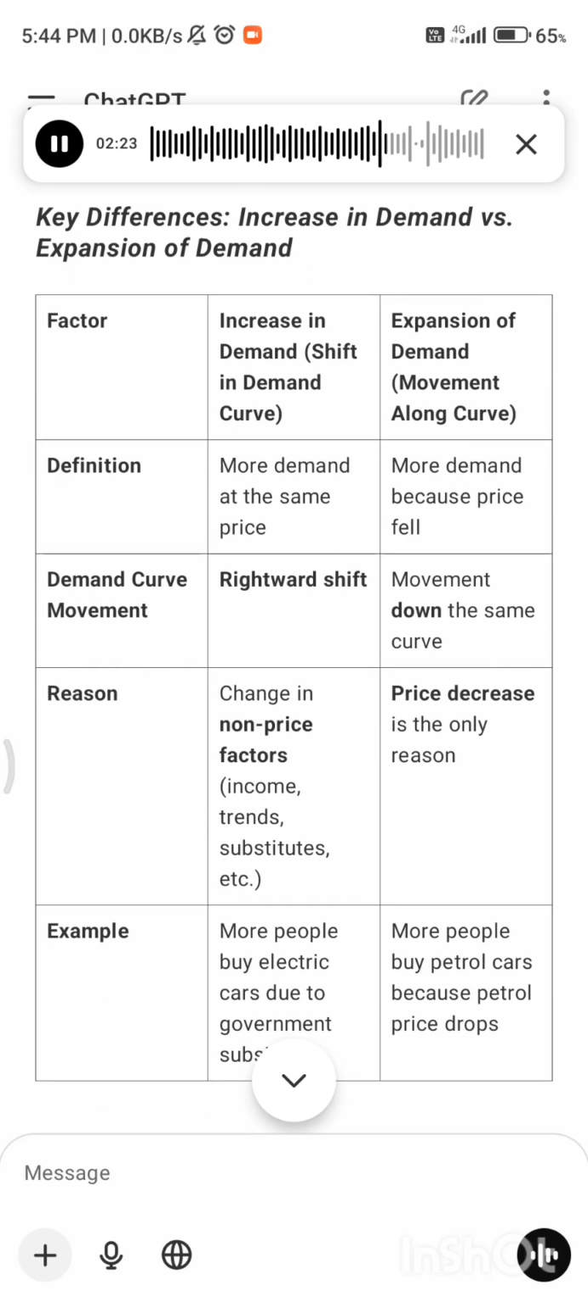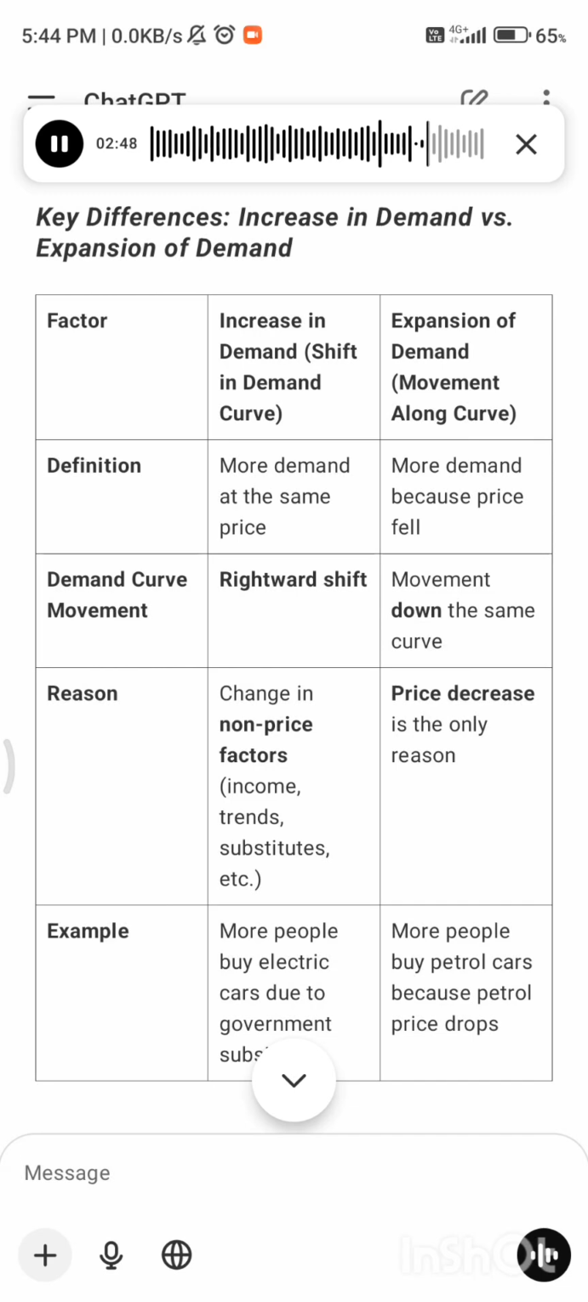Key differences: increase in demand versus expansion of demand. Increase in demand: shift in demand curve. Expansion of demand: movement down the same curve. Definition: more demand at the same price, versus more demand because price fell. Rightward shift, versus movement down.